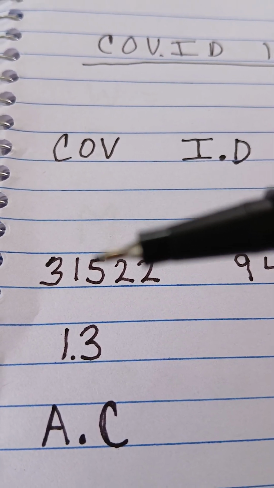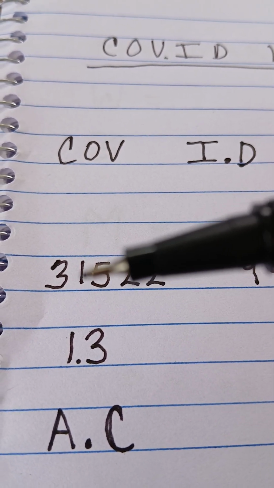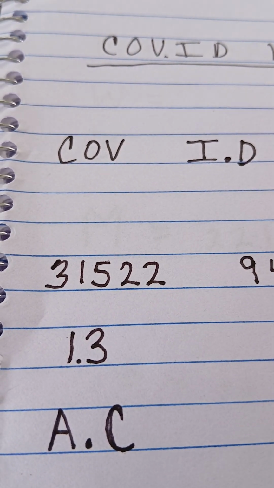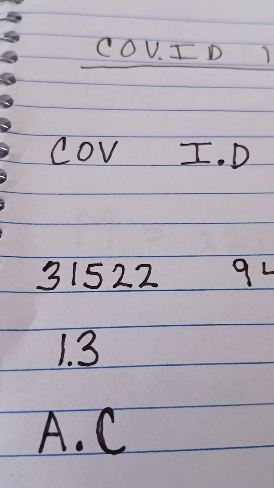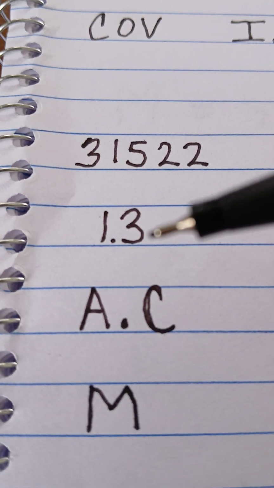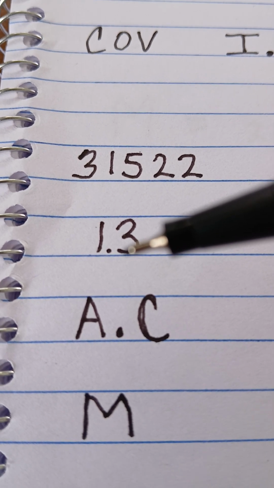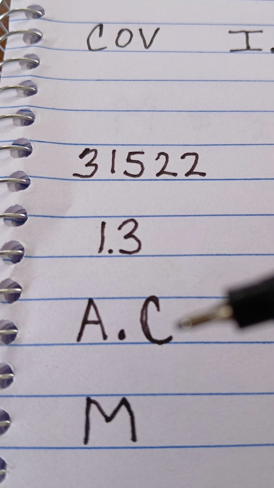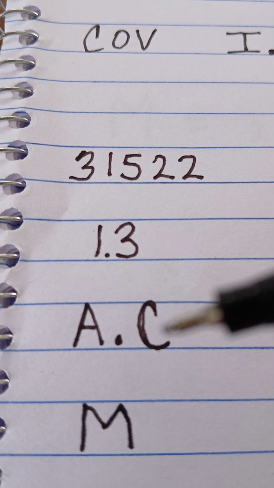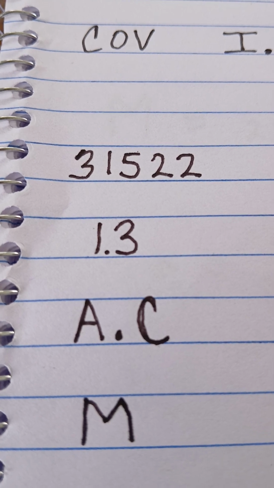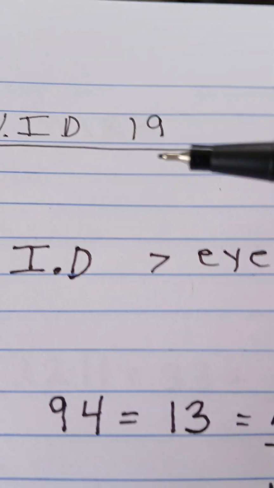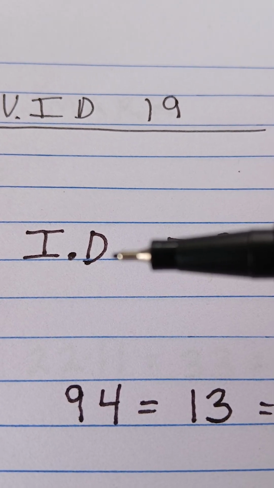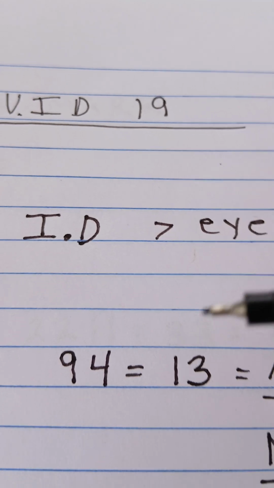COV: 3, 15, 22. Now add those in their singular notations. 31522, excuse me, is 13. Why 13? Because you need to break that down again. The devil is in the details. 13 is A and C for Antichrist. That's why you had stuff like the 13 original colonies. The ID, of course, ID is 9 and 4, right? Making another 13.